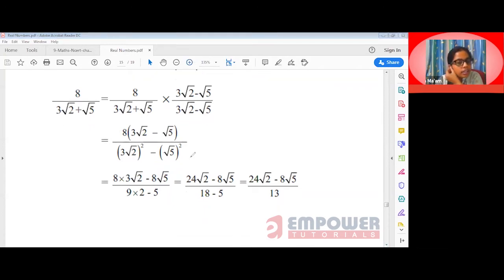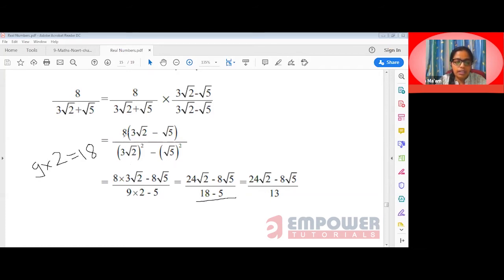So I will get in the denominator, square of 3 will be 9, square of root 2 will be 2. So this will be equal to the square of 3 into root 2, which is 9 into 2, that is 18, and square of root 5 is 5. So this is equal to 18 minus 5.